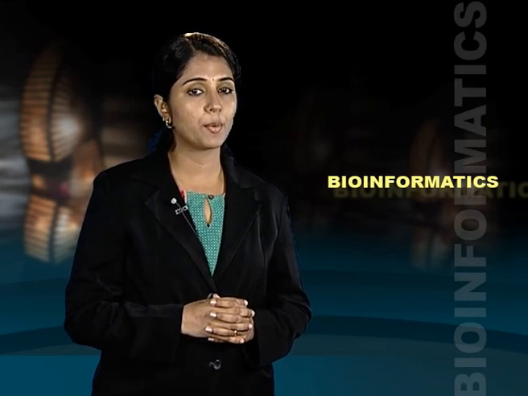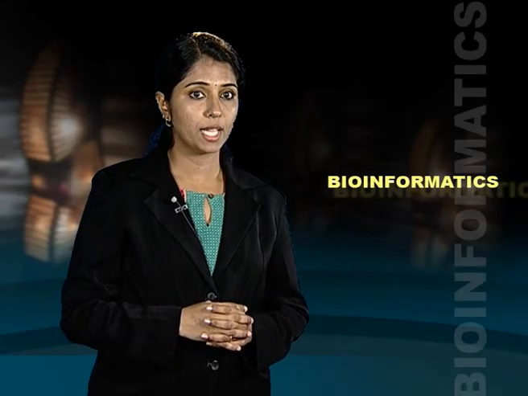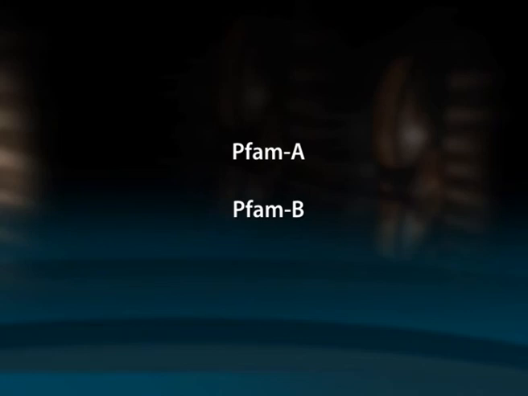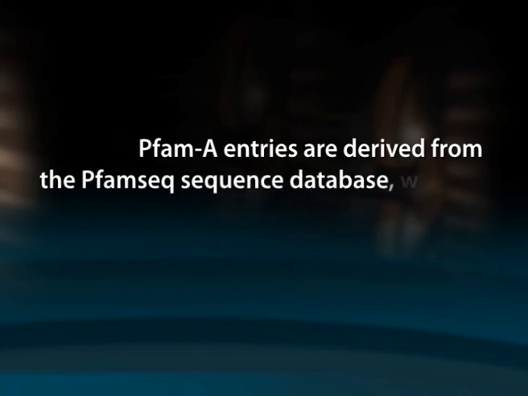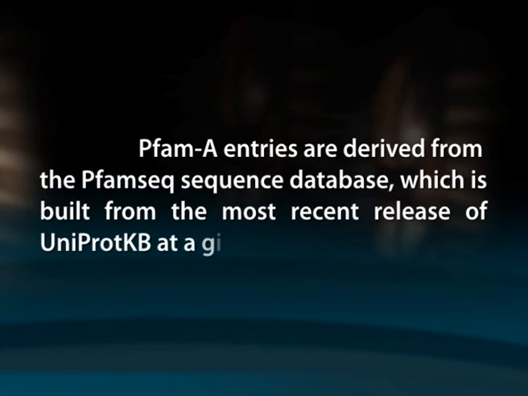Each family is represented by multiple sequence alignments and hidden Markov models or HMMs. PFAM families contain two levels of quality, PFAM-A and PFAM-B. PFAM-A entries are derived from the PFAM sequence database, which is built from the most recent release of UniProtKB at a given time point.